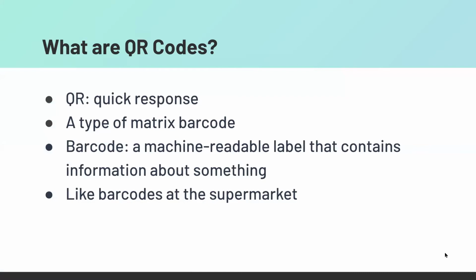So to start off, what are QR codes? I'm not sure if many of you know this, but QR does stand for quick response. And QR codes are a type of matrix barcode. And barcodes are a machine-readable label that contains information about something. There's many different things that it can be about. I'll cover that soon. And you can think of barcodes as the barcodes that you see at supermarkets.